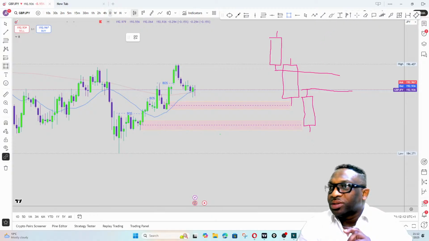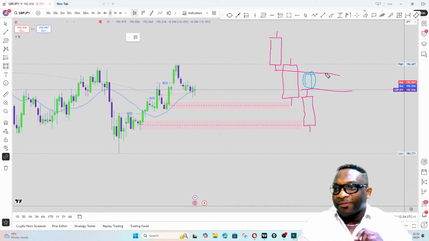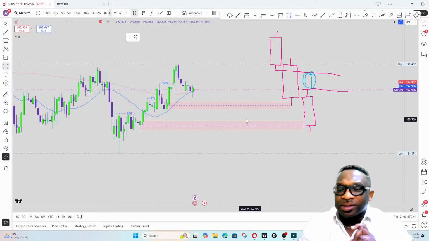Let me change the color, so referring to this gap from here to here. That is what is called an imbalance, or a fair value gap. On the charts, we will identify some of these as we go along, so just take note of it. If I make mention of it, this is what I mean by an imbalance.